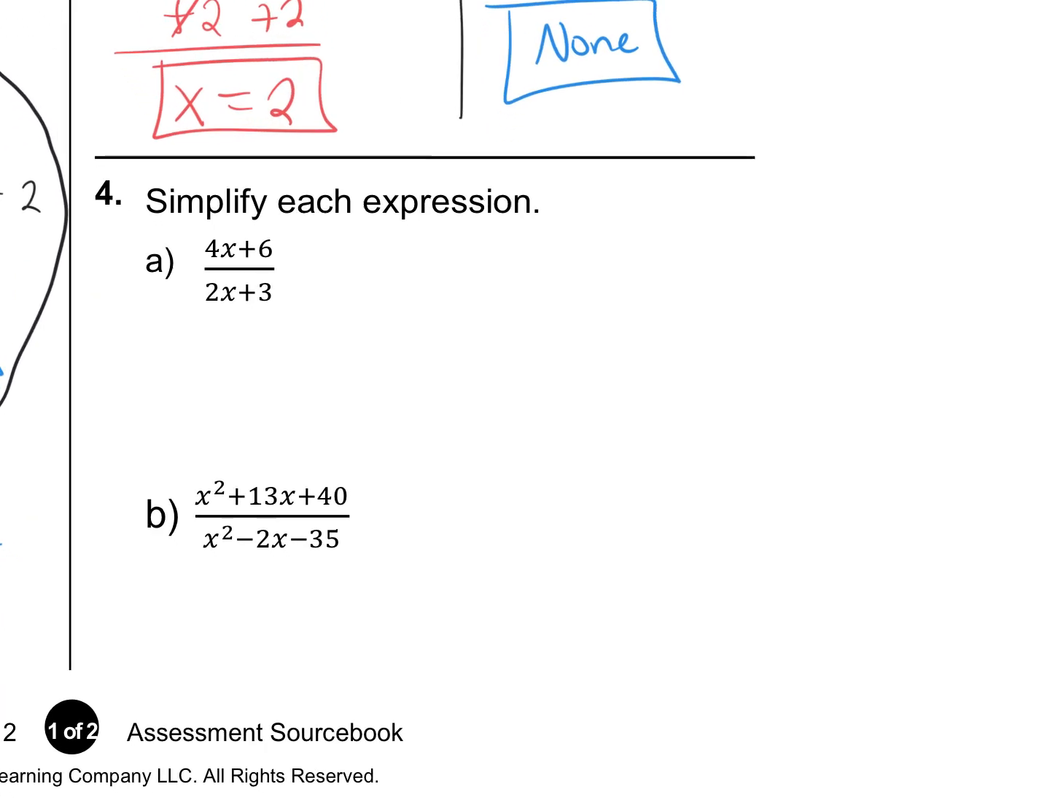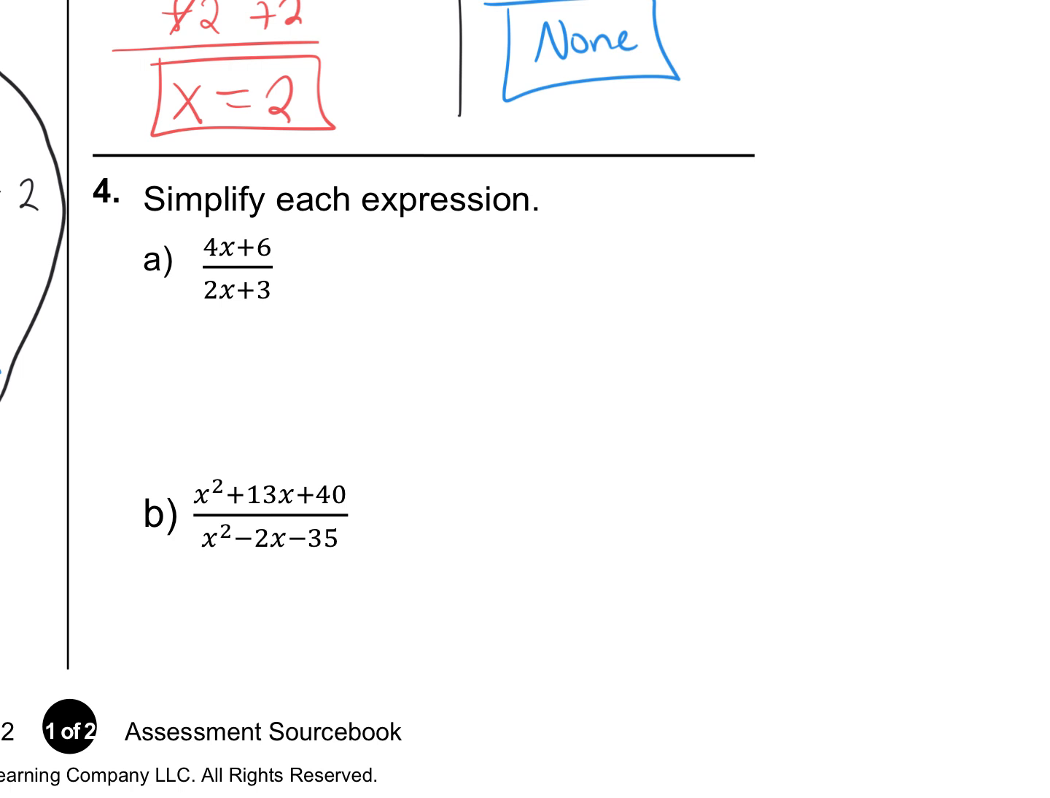Starting with number 4, we are getting to our rational expressions. Again, what do I mean by a rational expression?